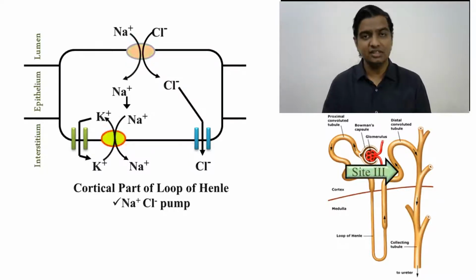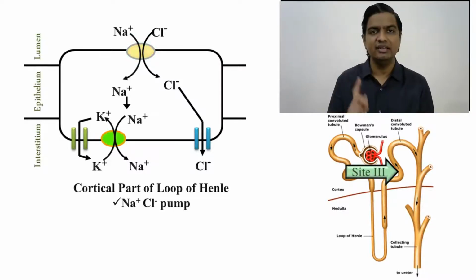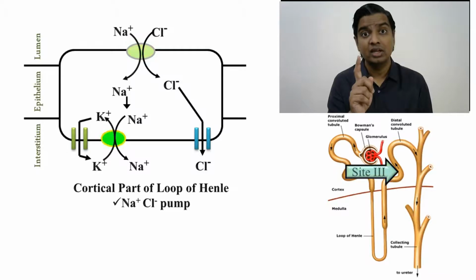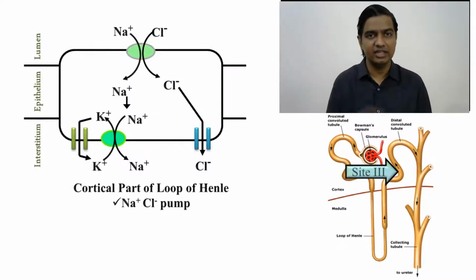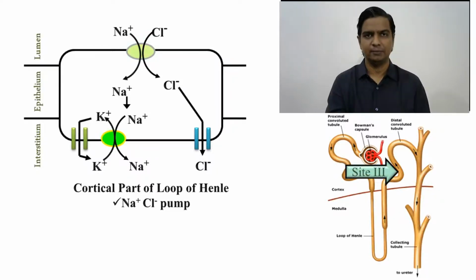And that's the reason why medicines which work on site 2, the ascending limb of the loop of Henle, medullary part, are called high efficacy or high ceiling diuretics, whereas medicines that work in the cortical part of the ascending limb of the loop of Henle at the sodium chloride pump are called medium efficacy diuretics.